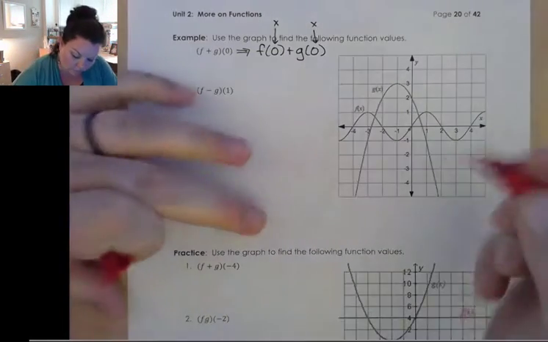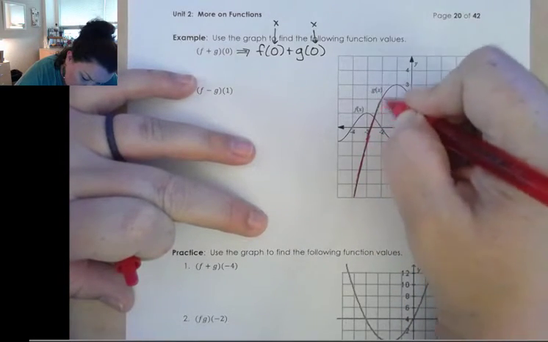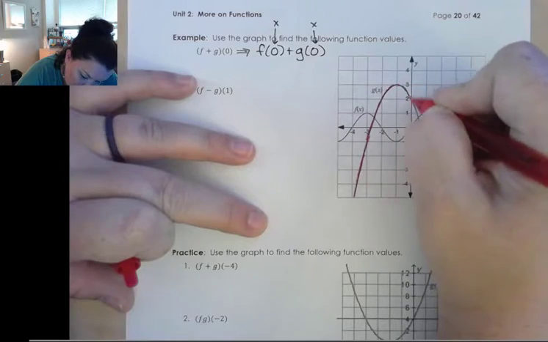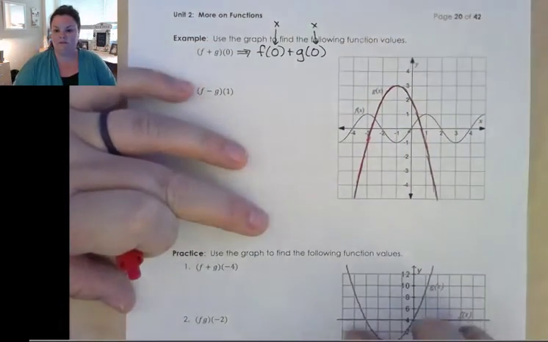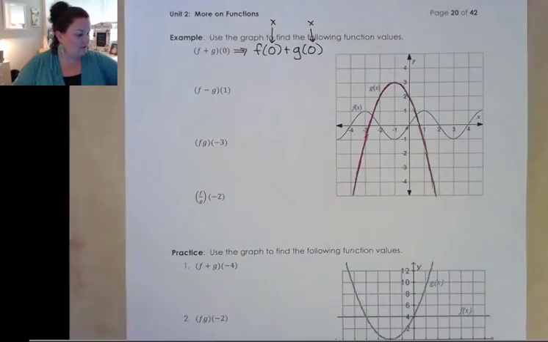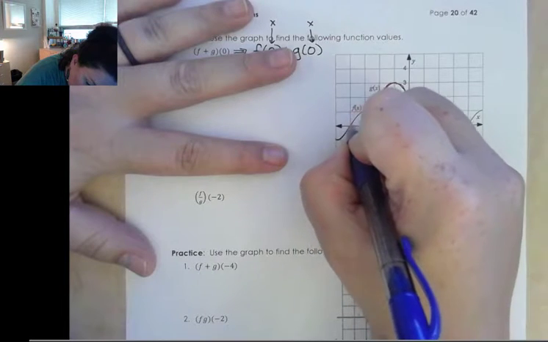Here, I'm going to go over it with red. I'm going to go over this parabola in red just so it's easier to see. You don't have to do this on your paper if you don't want to, but hopefully that helps a little bit. And then we'll go over the curvy one in blue.